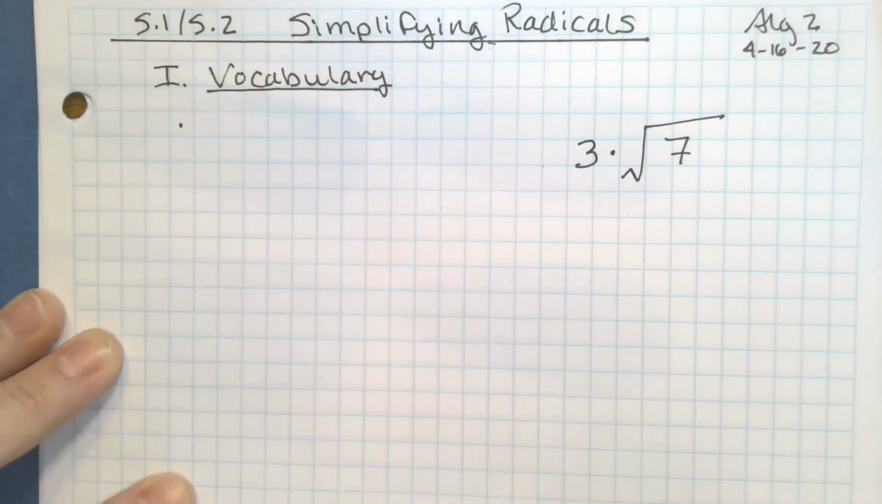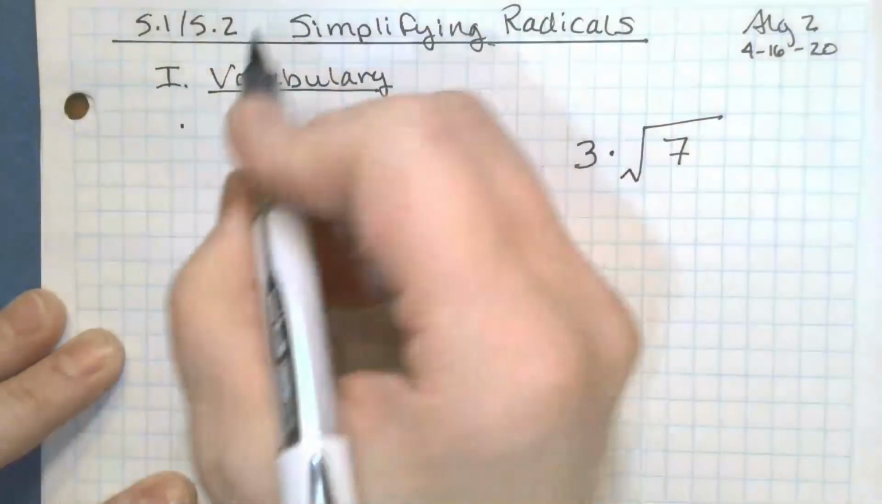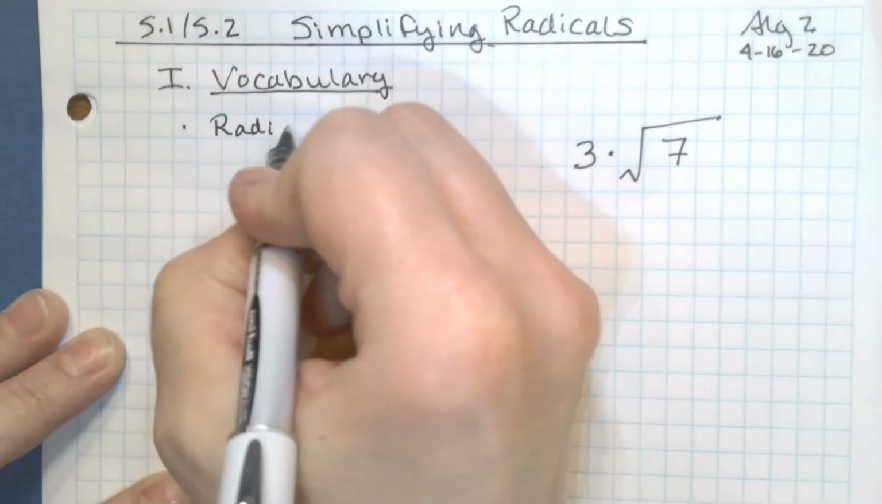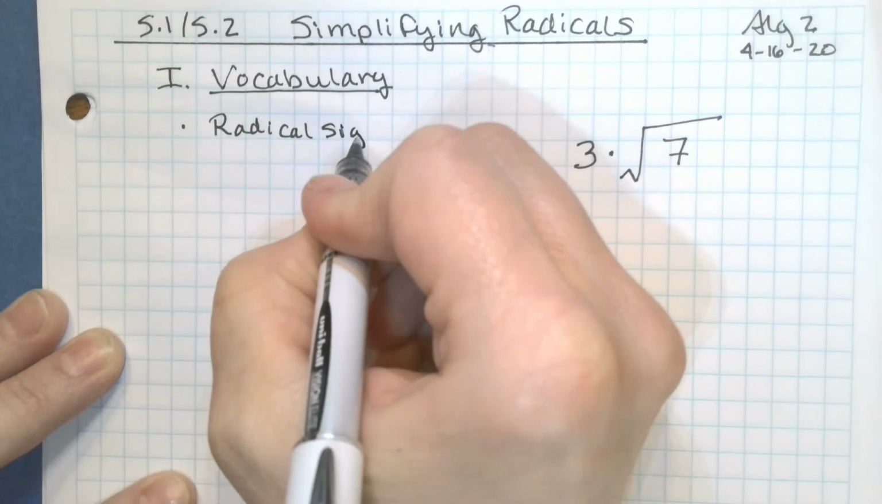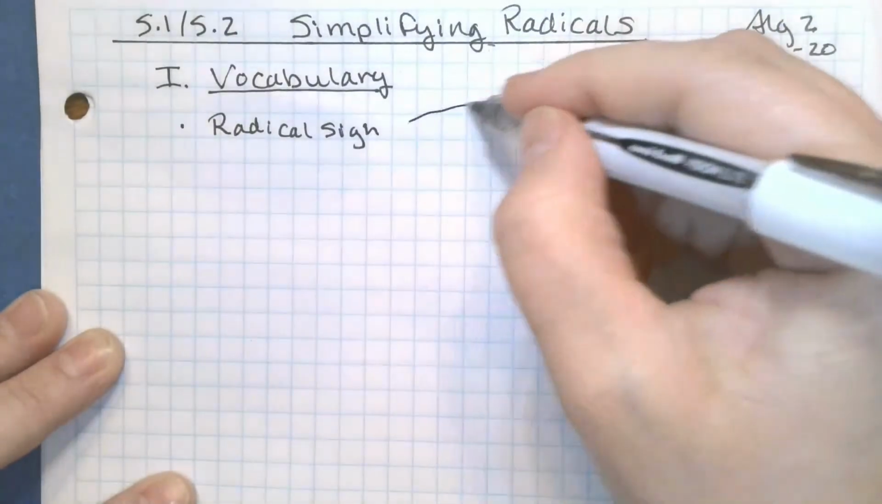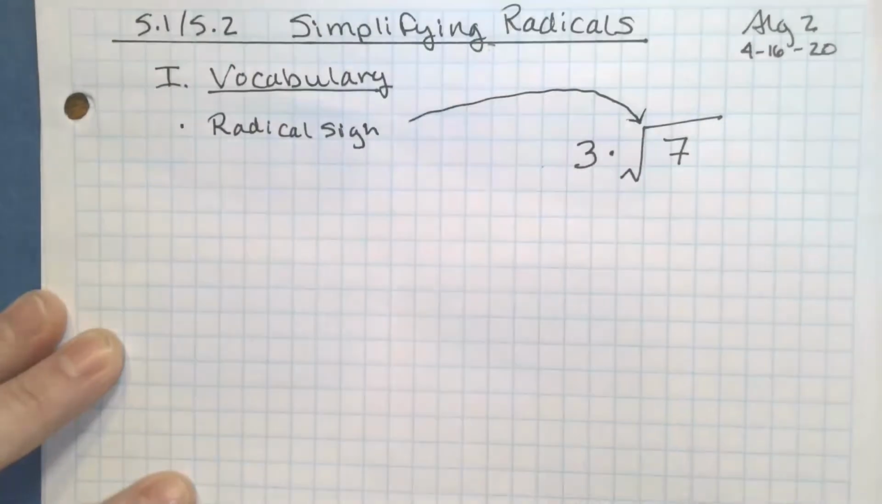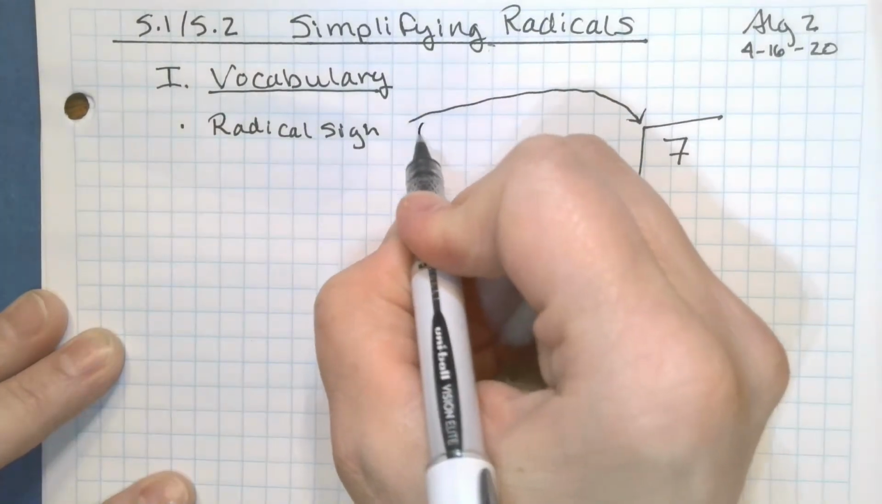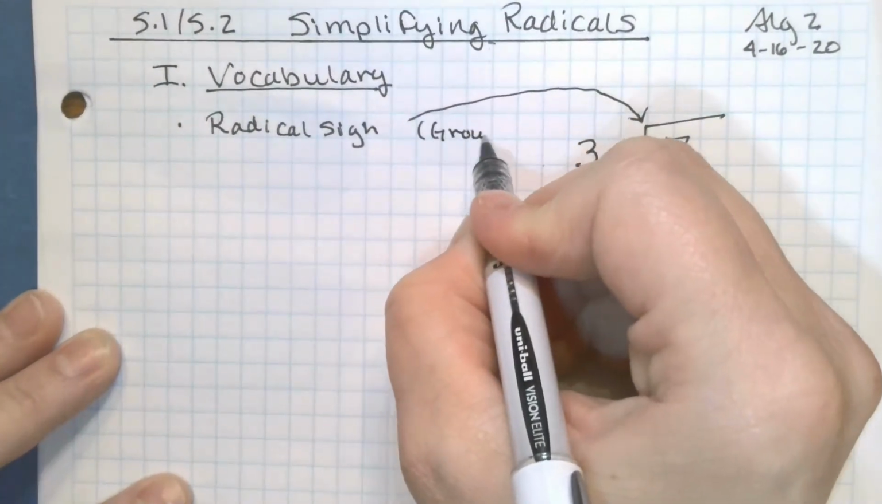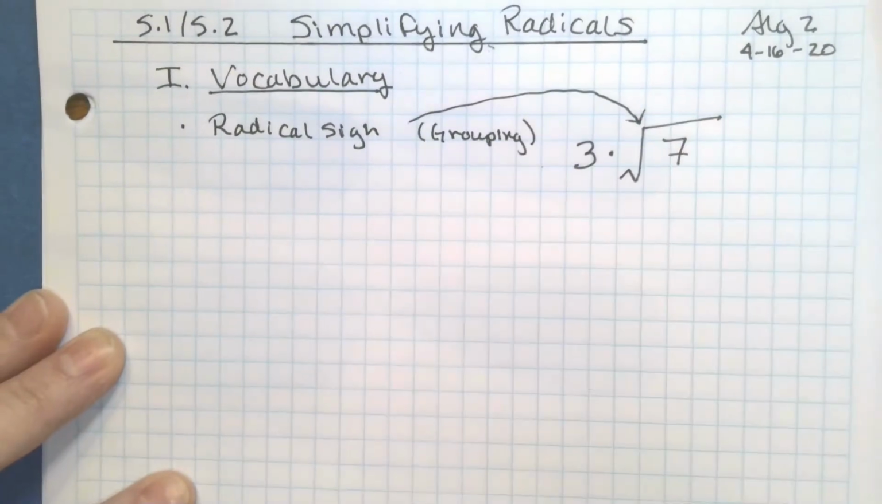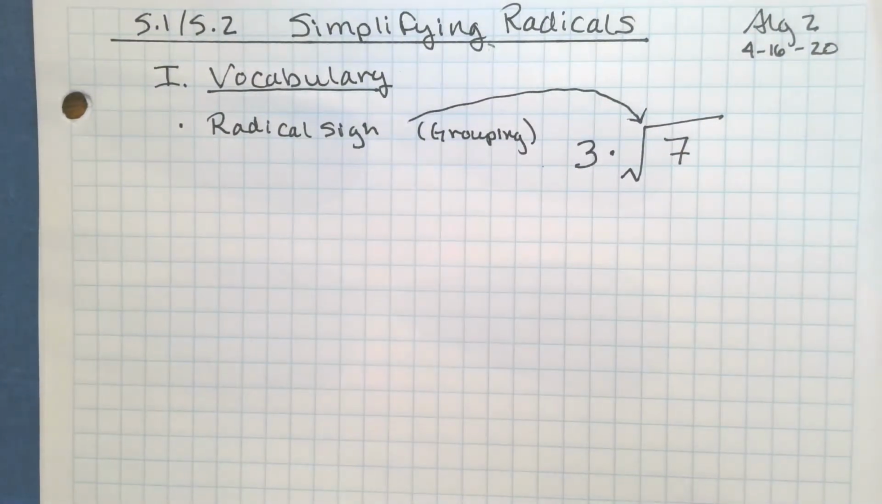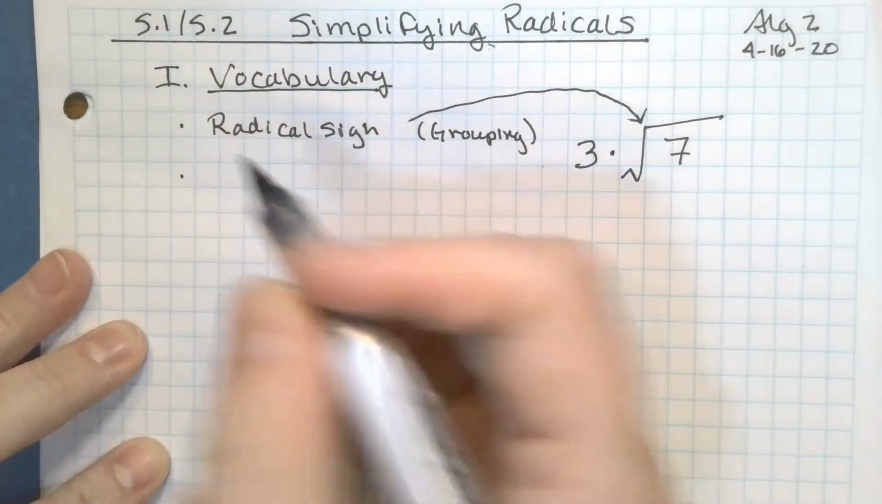Okay, so the first vocabulary word you need to know is the radical sign. The radical sign is the actual radical shape right there. As far as order of operations go, the radical sign is a form of grouping symbol, which means that you have to simplify everything inside the radical before going outside of the radical.